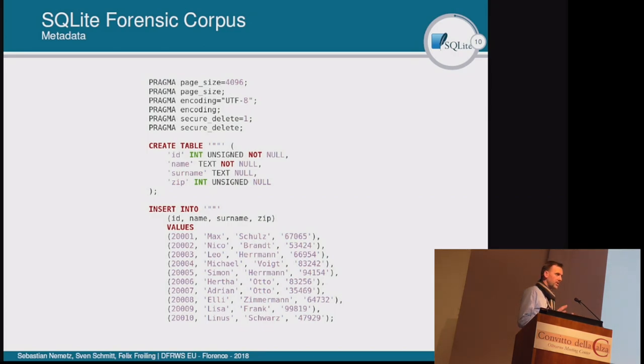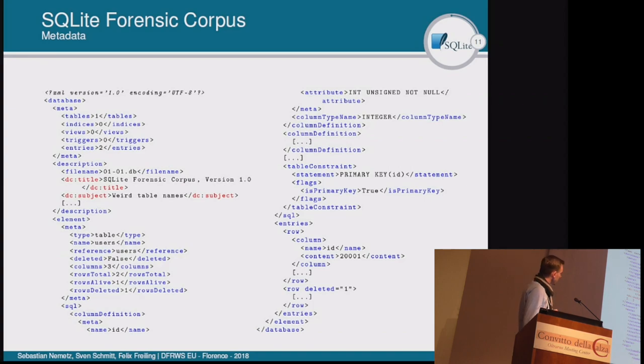We have about 50 databases that hold logical contents only and no deleted artifacts. And the remaining 27 databases also comprise deleted artifacts where we dropped some tables or deleted some entries in order for the tools to be able to recover this data.